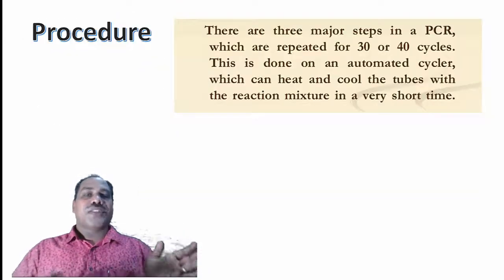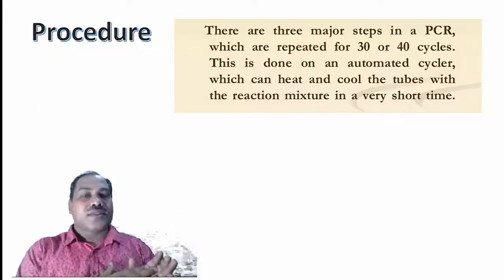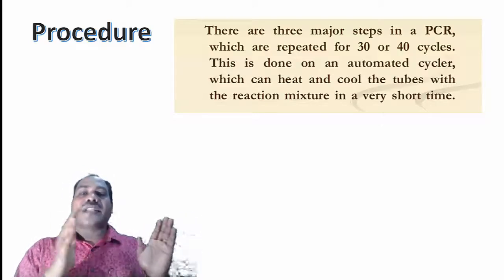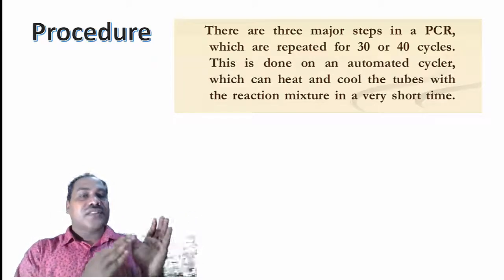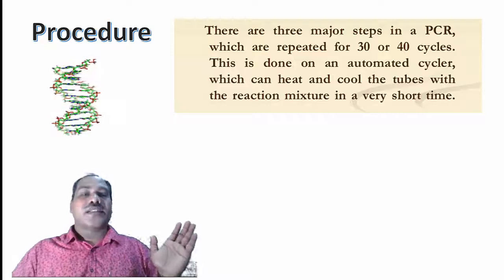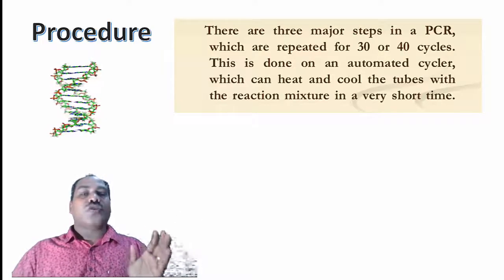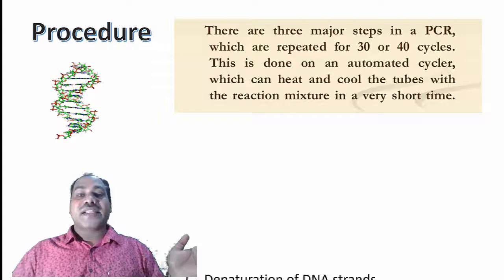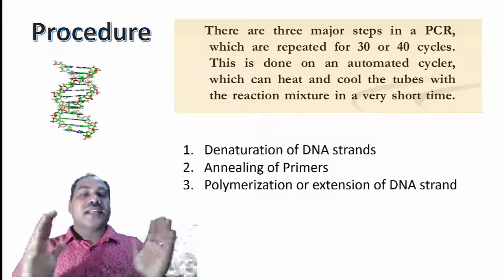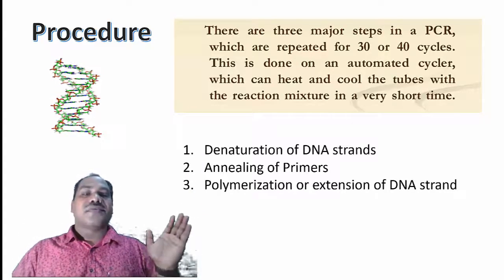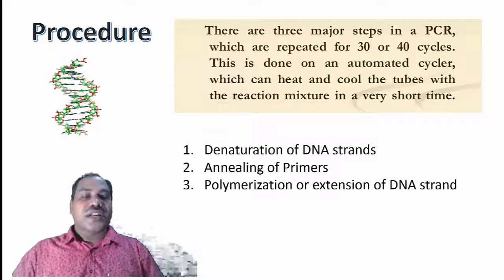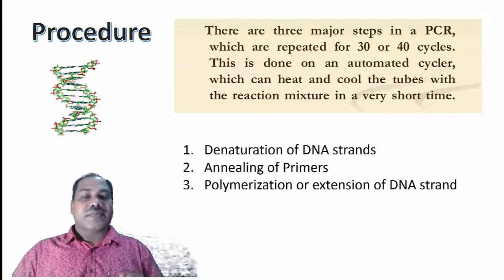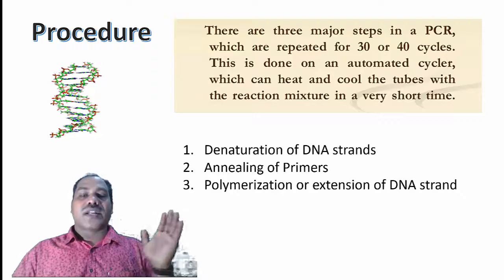Then the procedures. There are 3 major steps in the PCR which are repeated for 30 to 40 cycles, and this is done on automated cyclers which can heat and cool the tubes with the reaction mixture in a very short time. And these 3 different steps are: first step is the denaturation of DNA strands, then second is the annealing of the primers, and third is polymerization or extension of DNA.